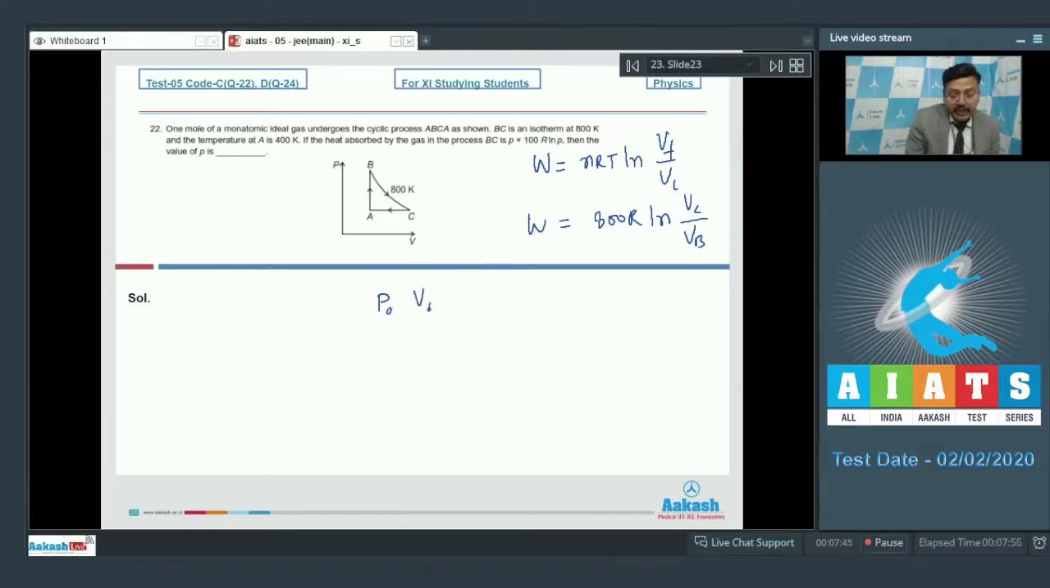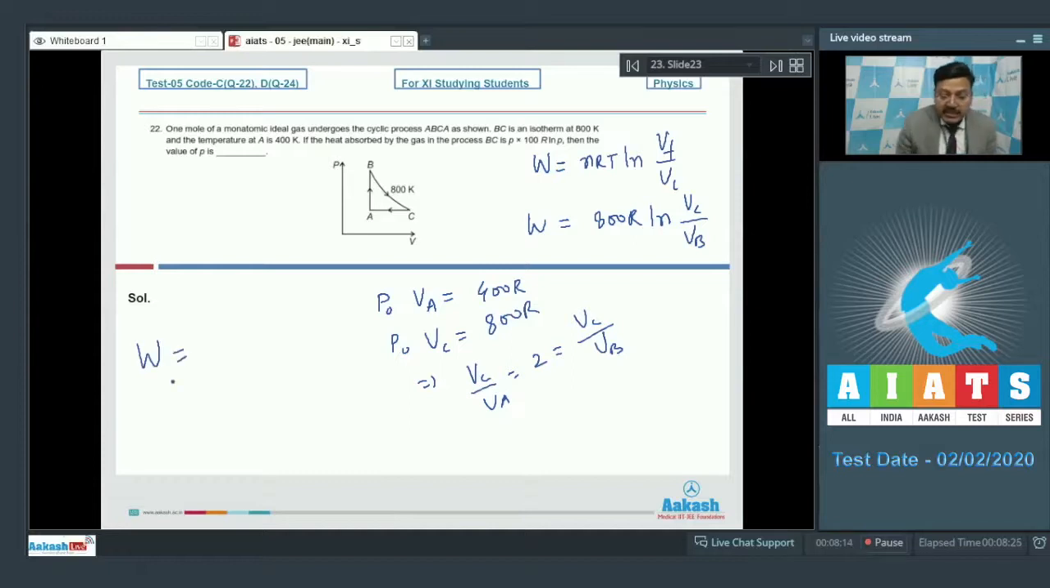P0 into Va is 400 R by applying the ideal gas equation, and similarly P0 into Vc, the temperature there is 800 Kelvin, so it is 800 R, and we can see that Vc by Va is 2, and this is also equal to Vc by Vb, because Vb and Va are equal. So the work done in the process BC is 800 R ln 2. So this is the work done.